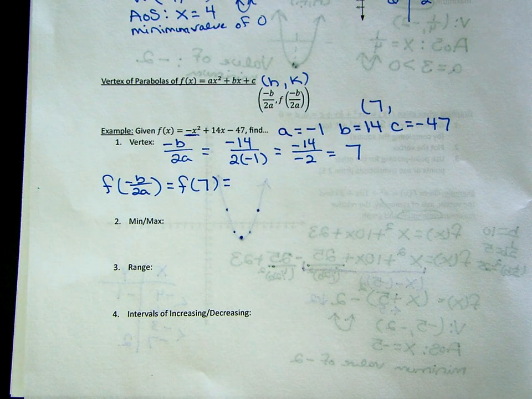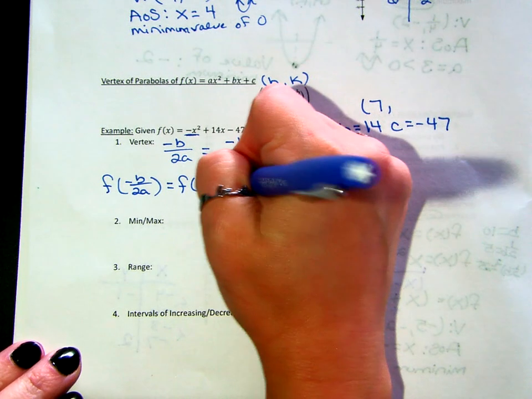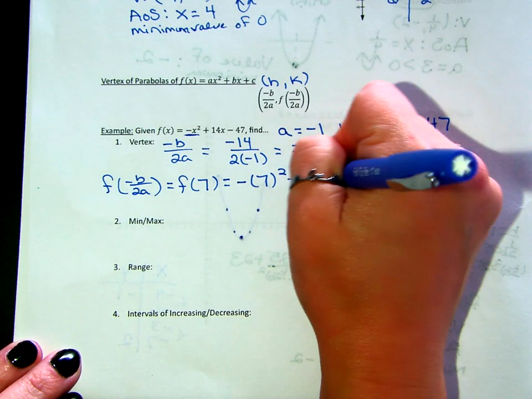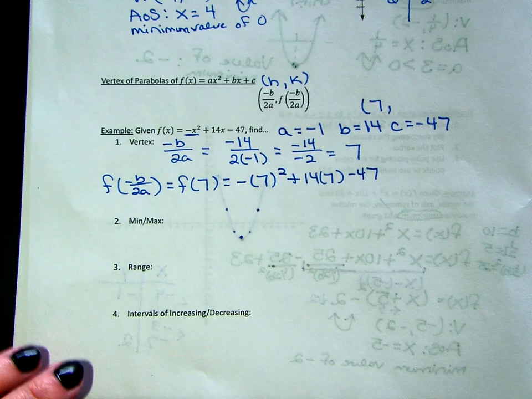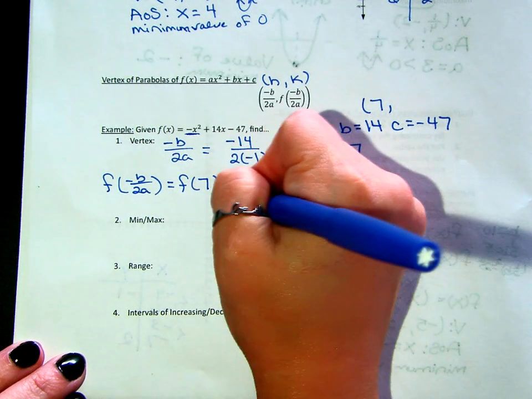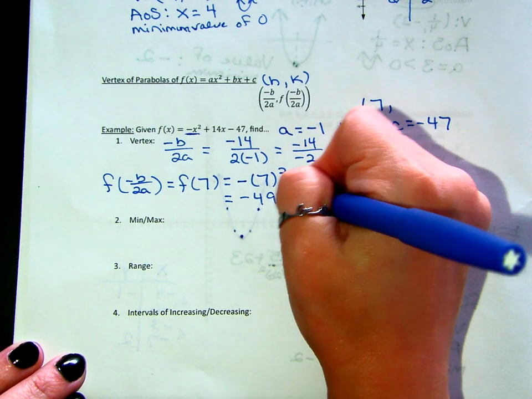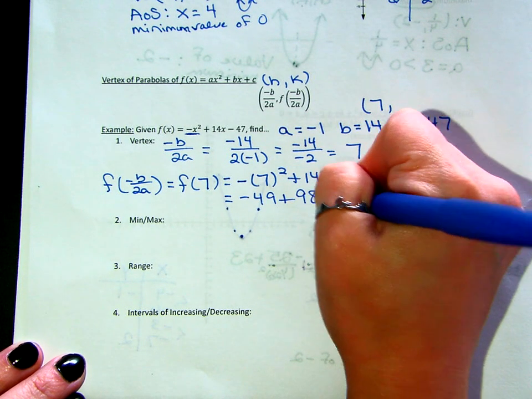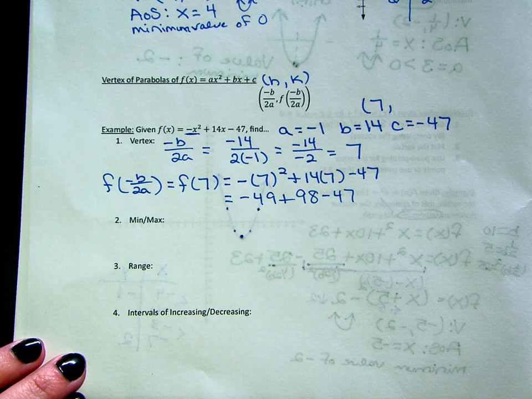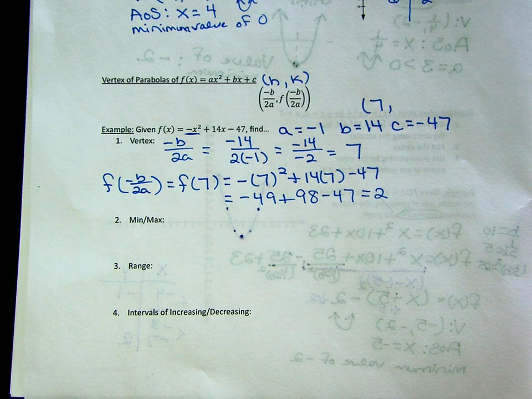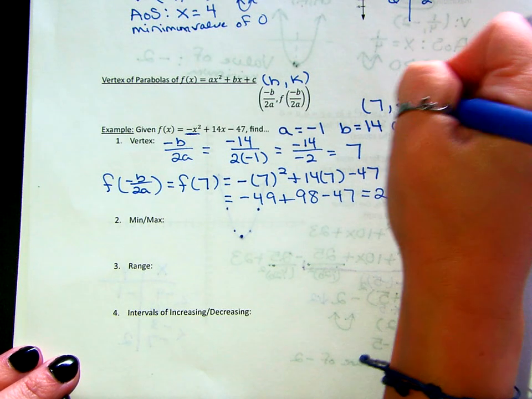There's no parenthesis. So it's negative 7 squared, like this, plus 14 times 7 minus 47. Gives you a negative 49 plus 14 times 7 is 98 minus 47. Negative 49 minus 47 plus 98 gives you a positive 2. So my vertex is going to be 7, 2.